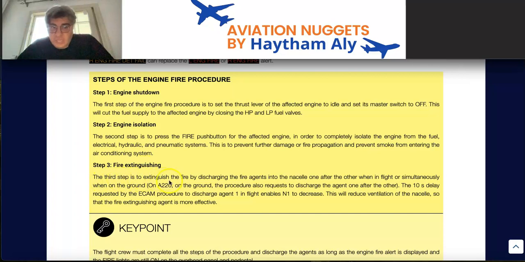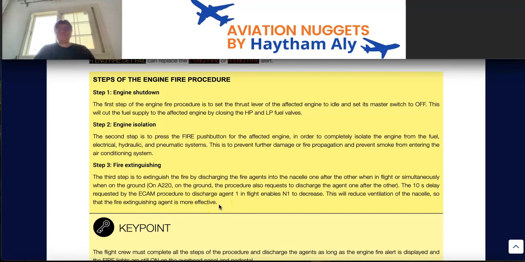The third step is to extinguish the fire by discharging the fire agents, agent 1 and agent 2, into the nacelle, one after the other when in flight or simultaneously when on ground. On A220 on the ground, the procedure also requests to discharge the agents one after the other. The 10-second delay requested by the ECAM procedure to discharge agent 1 in flight enables N1 to decrease. This will reduce ventilation of the nacelle so that the fire extinguishing agent is more effective.